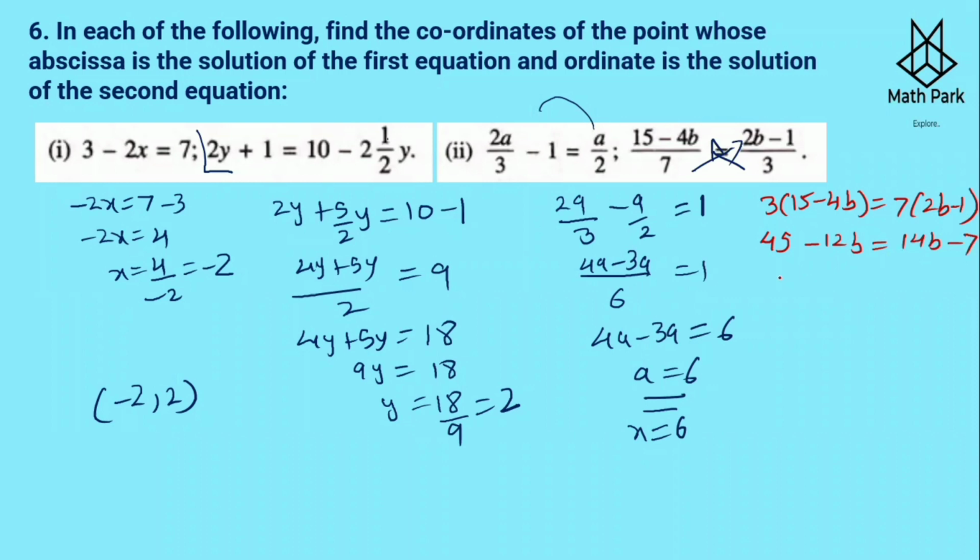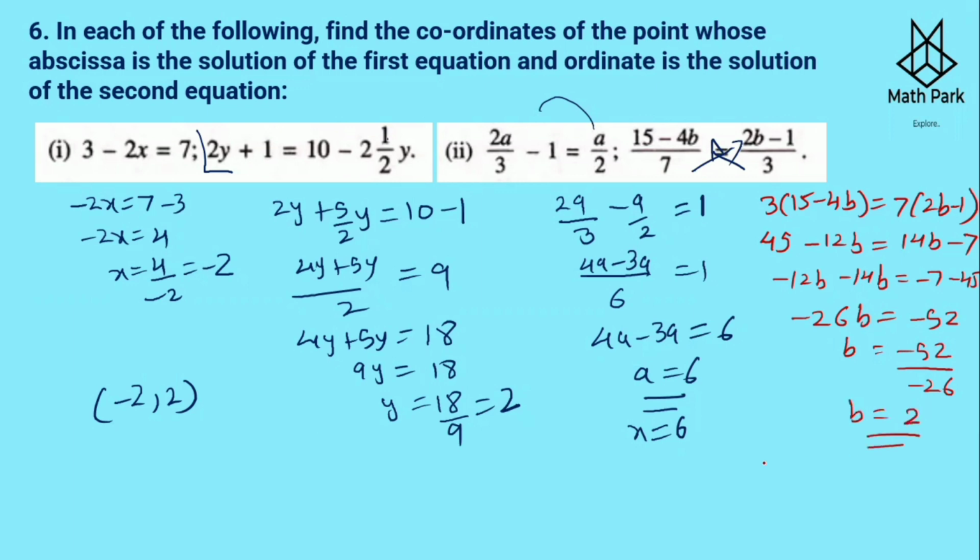Bring the terms with b on one side. So minus 12b, 14b comes here, becomes minus 14b is equal to minus 7 minus 45. Minus 12 minus 14 is minus 26b, is equal to minus 7 minus 45, which is minus 52. So b is equal to minus 52 upon minus 26, which is b is equal to 2. So this is how you get x is equal to 6 and b is nothing but y. So y is equal to 2.